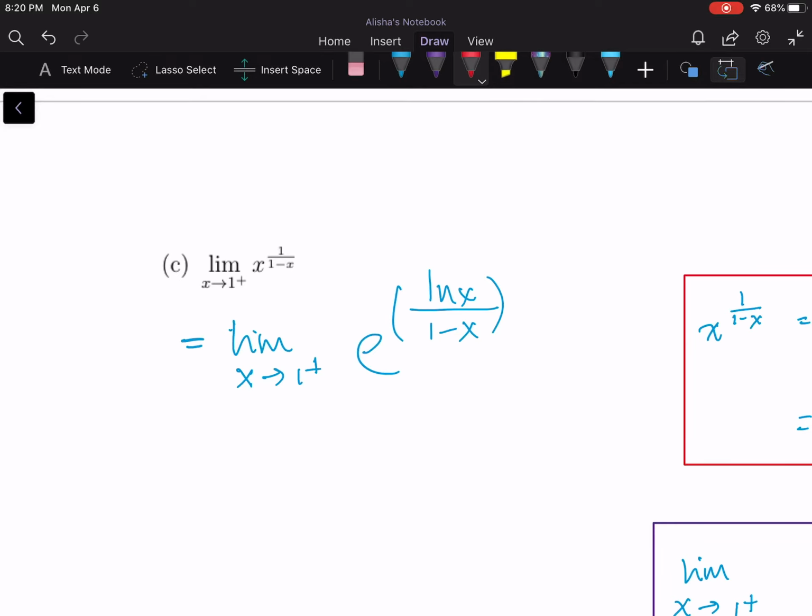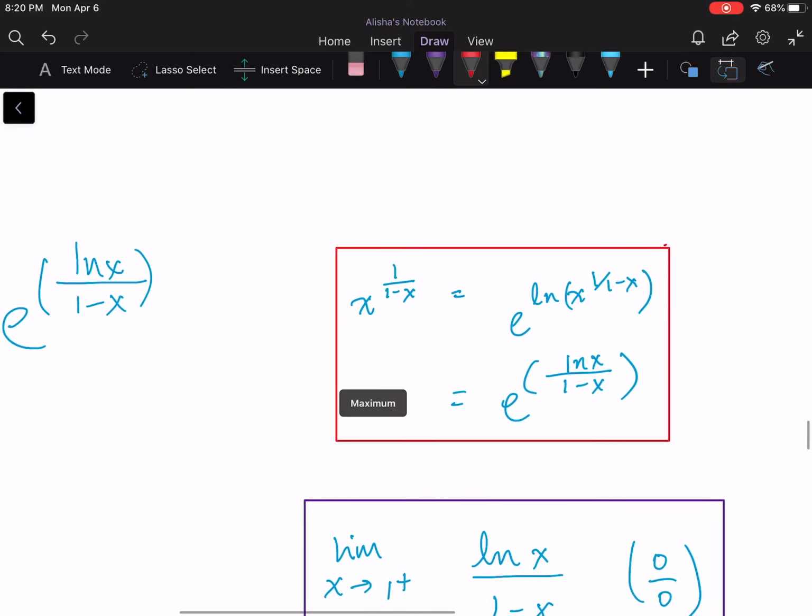All right, so the other one I wanted to review was 4C, because this is a problem where you have a variable in the exponent as well as in the base. And this was a problem that students always find tricky because there's a couple of steps involved.